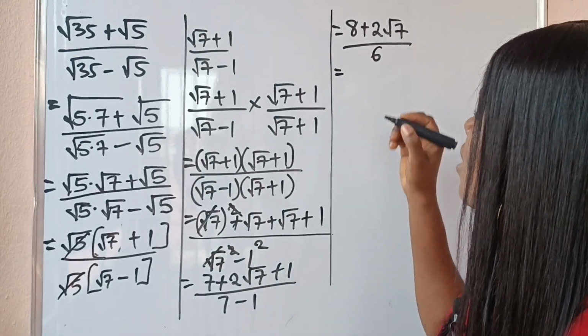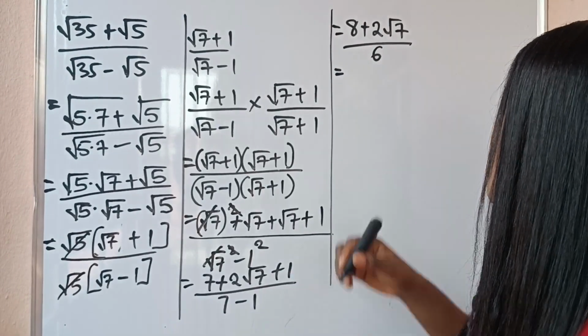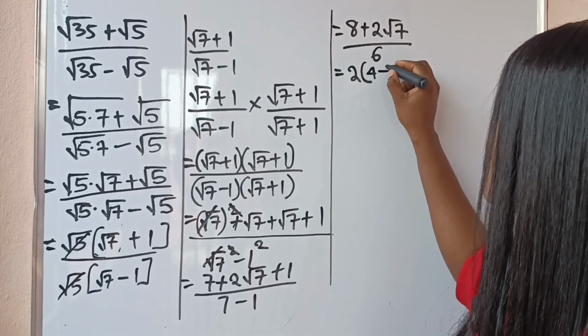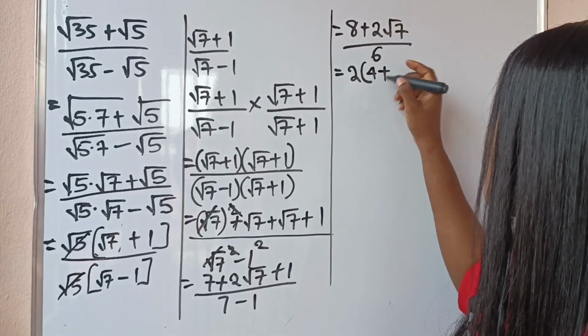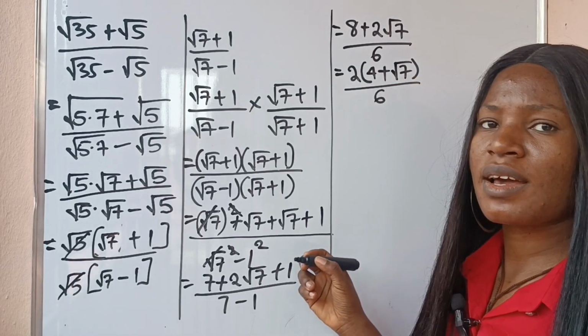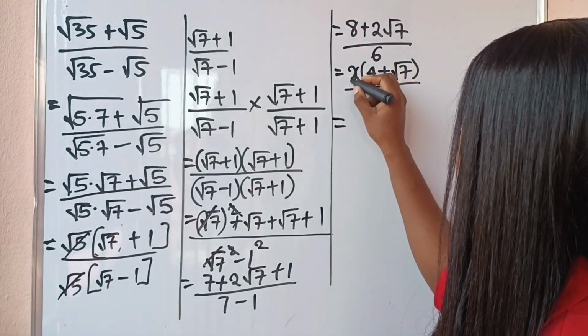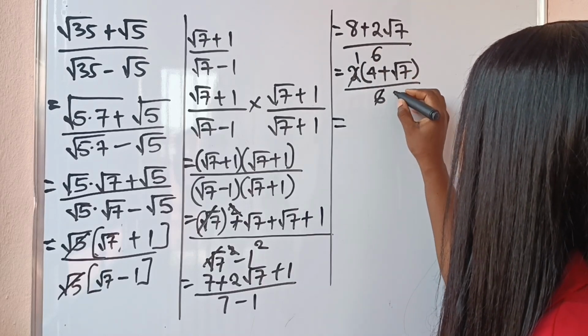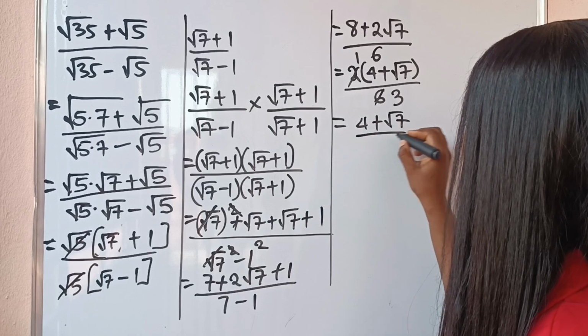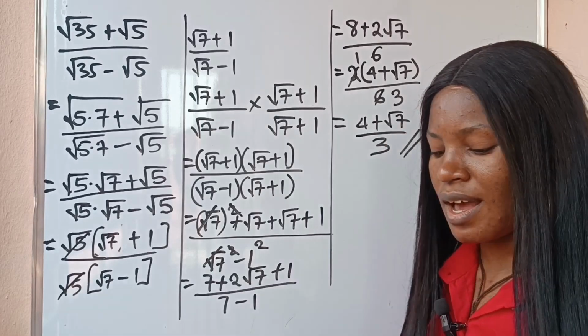Okay, now let's factorize. 2 can be factorized from the numerator. 8 divided by 2 will give us 4, and 2 root 7 divided by 2 will give us root 7. Everything divided by 6. So 2 will divide itself, giving 1. If we divide 6, we have 3. So we have 4 plus root 7 divided by 3. Now this is the answer.